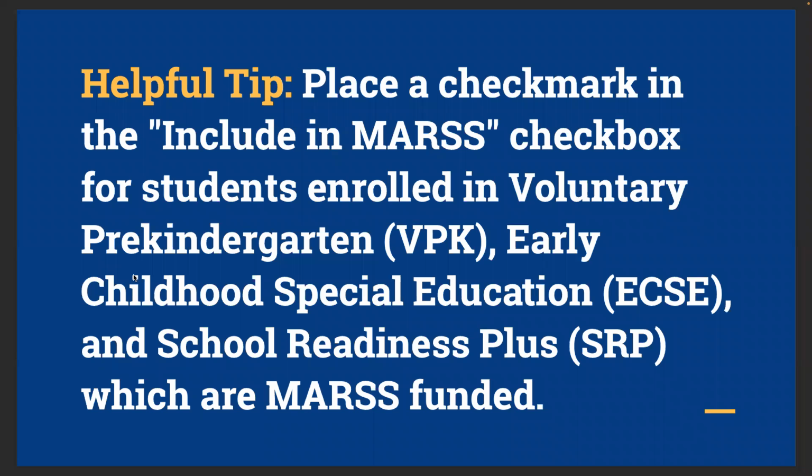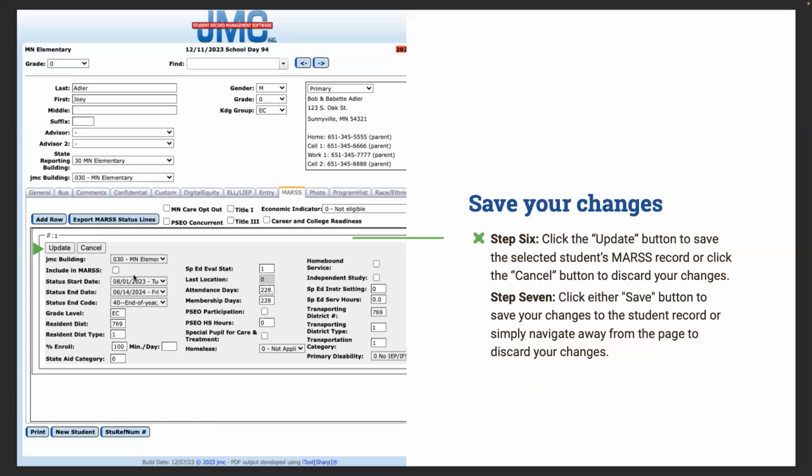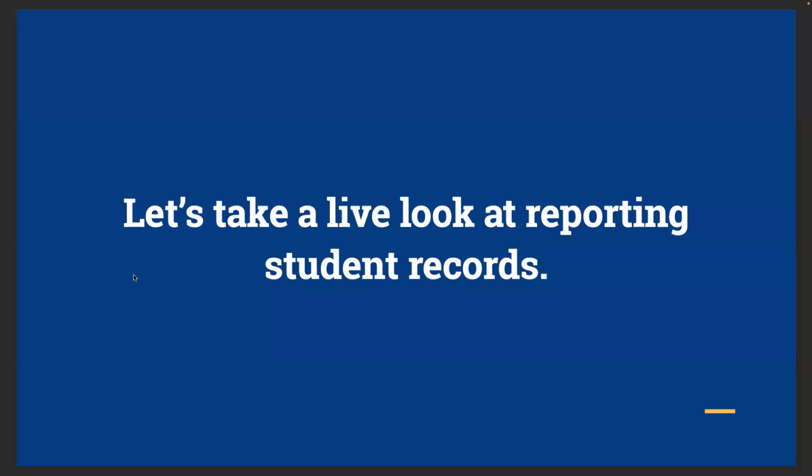However, our helpful tip here, you would place a check mark in the include in MARS checkbox for students enrolled in VPK, ECSE, or School Readiness Plus, because those programs are MARS funded. Step 6, click the update button to save the selected student's MARS record, or click the cancel button to discard your changes. And step 7, click either save button to save your changes to the student record, or you can simply navigate away from the page to discard your changes. And we can take a live look at reporting those student records.